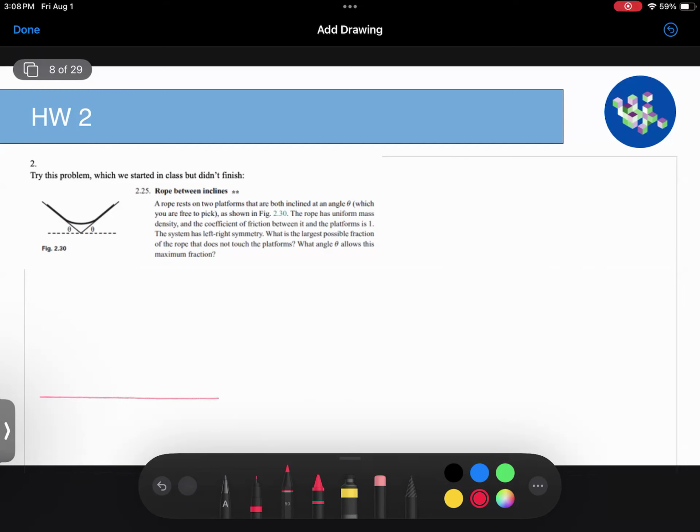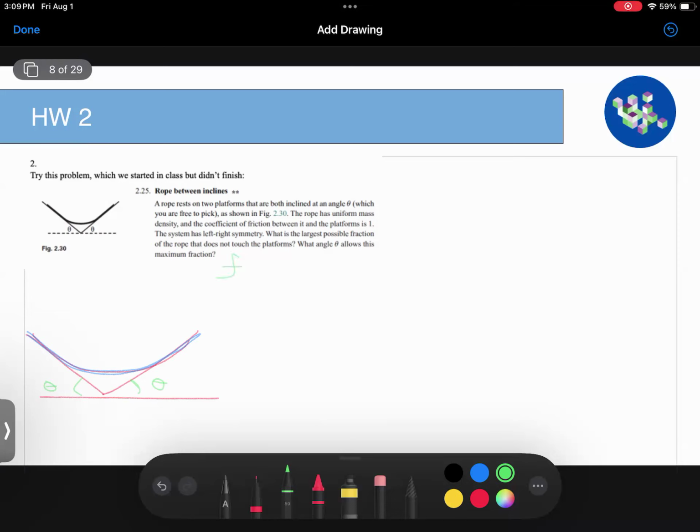It will be easier to see. So it looks something like this. A rope. That will be our rope, right? All right. And then this is an angle, this will be theta. It's also theta, right? And then the fraction of the rope that's not touching the platform. So let the fraction be, say, f, right?